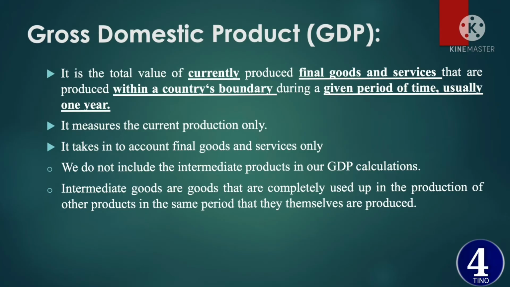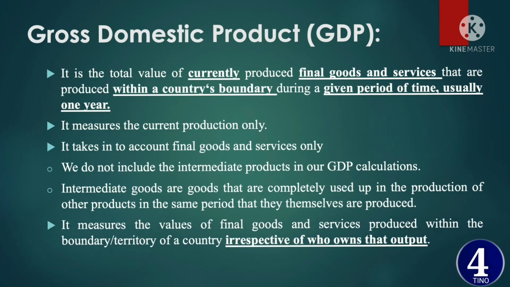Okay, so the other point that we can understand from the definition of GDP is that it measures the value of final goods and services produced within the boundary of a country, which means irrespective of who owns that output, irrespective of the resource ownership, whether the resources are owned by other countries, we don't care. Whether these resources are citizens of other countries, we don't care.